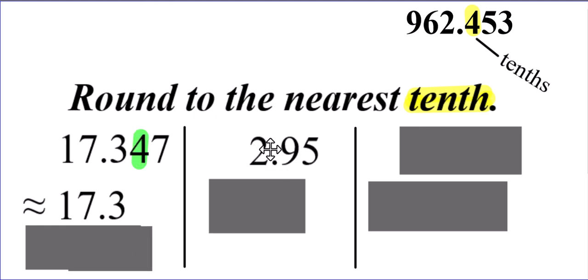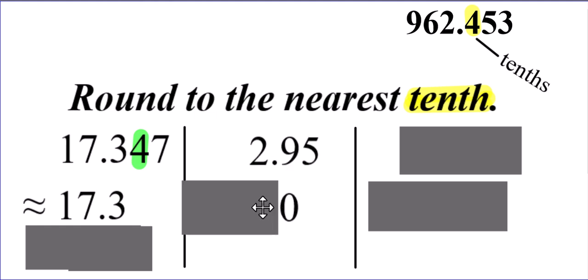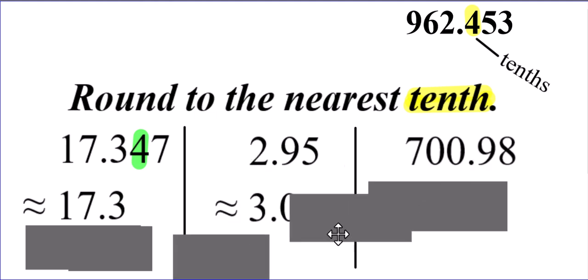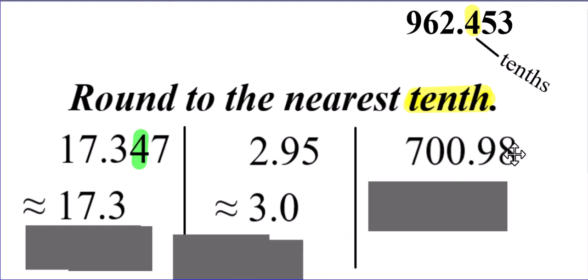Here's another example, 2.95. Is the 5 big enough to make the 9 round up? Yes, it is. It would round to a 10. But where do I put the 1? You carry the 1 and add it to the digit to the left, which is the 2, makes that become 3.0. Here's another example, 700.98.